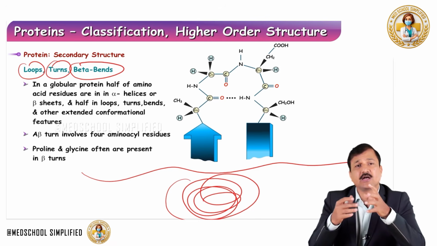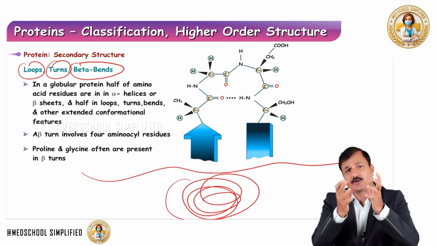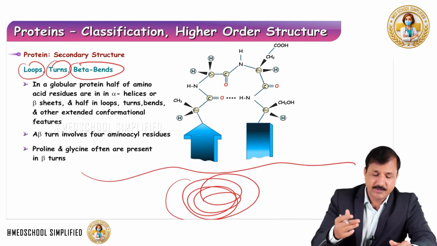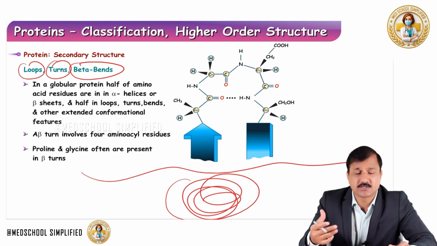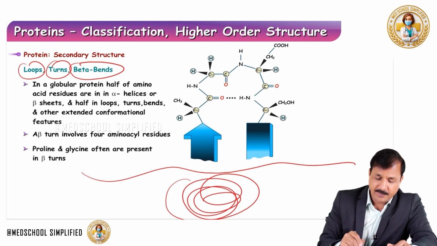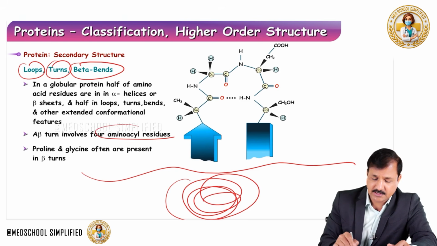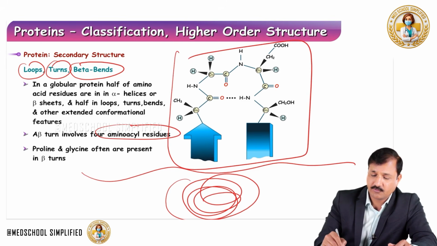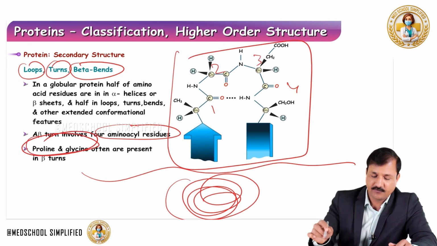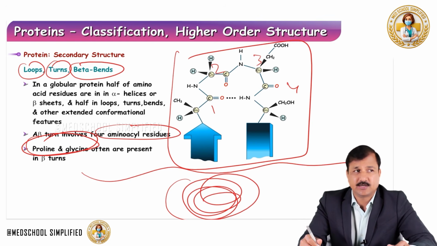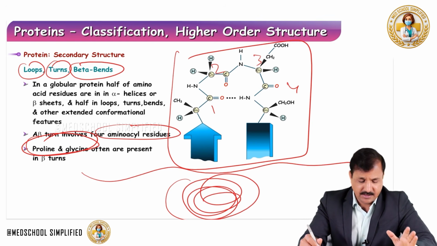That's how you get a long linear chain folded into a ball-like thing. So, obviously, there is a role of loops, turns, bends and coils there. A beta turn involves 4 amino acid residues, and within those 4 amino acid residues, as I have shown here, 1, 2, 3 and 4, proline and glycine are often present in beta turns, loops, turns and coils. Remember that.